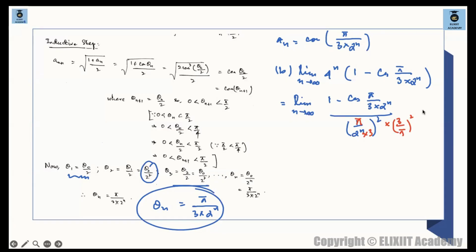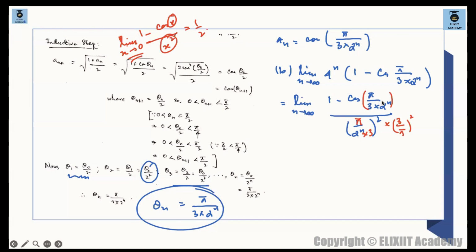So multiply by pi square, divide by pi square. Multiply by 3 square, divide by 3 square. Simple thing. Why are we doing this? Because of this format: 1 minus cos x divided by x square, limit x tending to 0, is basically half. But this will only work if x tends to 0. And the same by same quantity is there, same by same square, and x tends to 0.